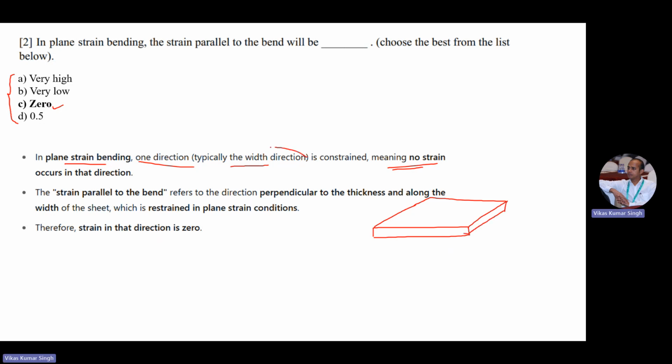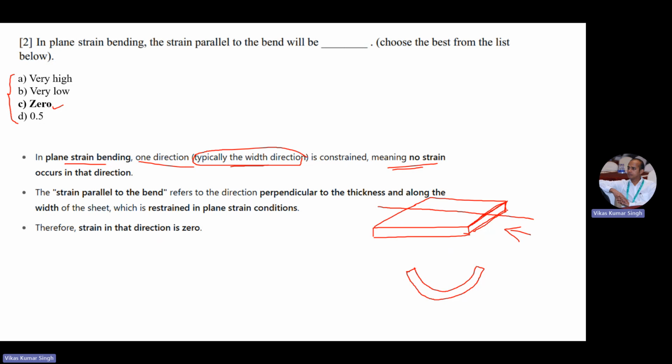Here it's a little confusing, so forget about this. You just take one direction as constant, meaning no strain occurs in that direction. Suppose this is the thing, and we are bending about this axis. This face will bend, and if you see from here, it is going to be like this.